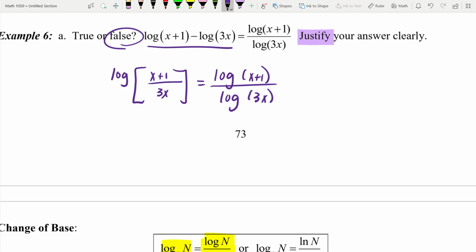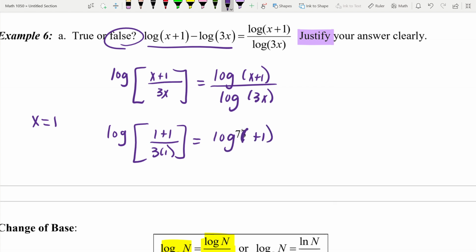What could you do? You got it, girl. Plug in a value. Plug in a value. See what you get on the right, see what you get on the left. They're the same or they're not. That's perfect. What's a number that I don't want to choose? Definitely don't want. I don't want a 0, and I don't want negatives, right? Because then I'm going to be taking the log of negatives. So I don't want that. So let's choose something very, very simple, like x equals 1. Okay? And then everybody go the log of 1 plus 1 over 3 times 1 is equal to the log of 1 plus 1 over the log of 3 times 1.